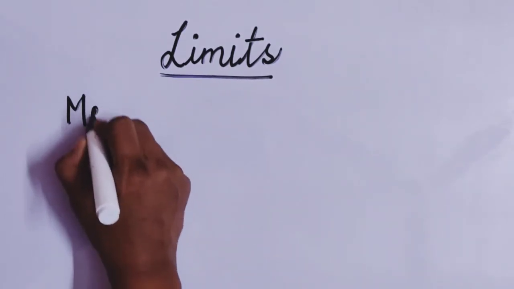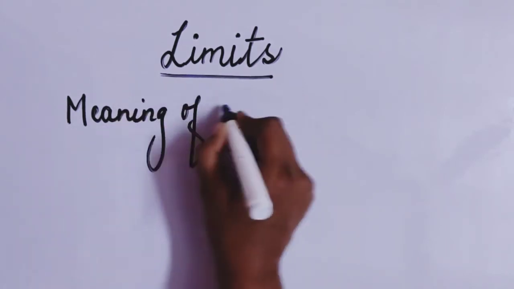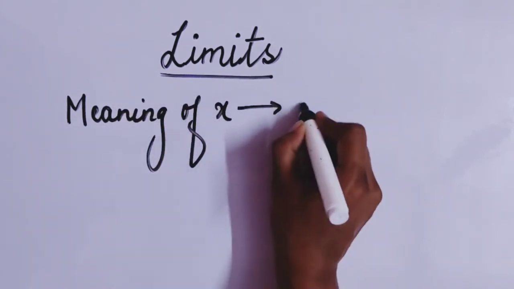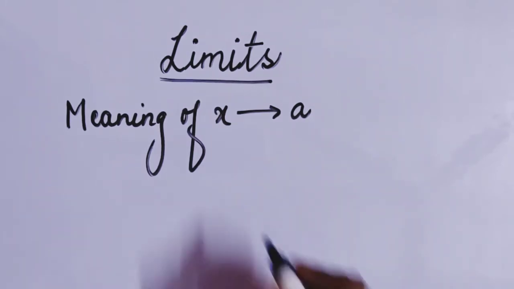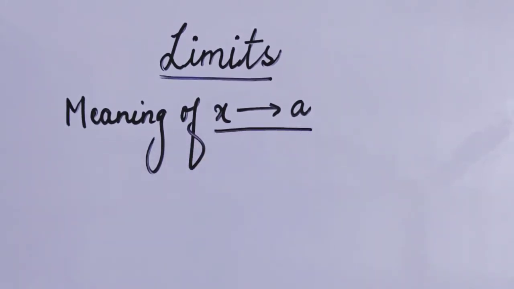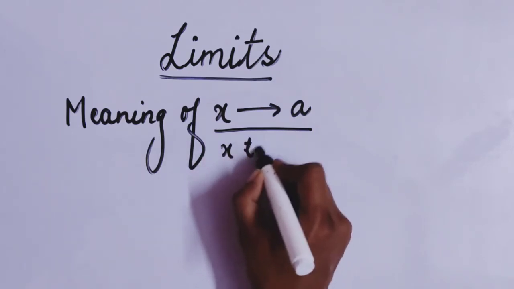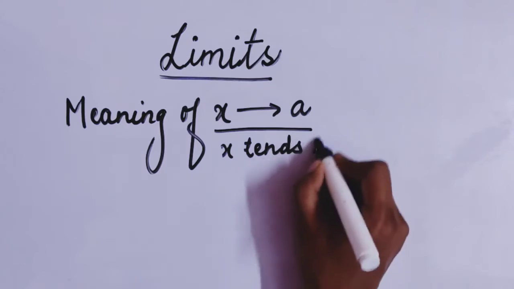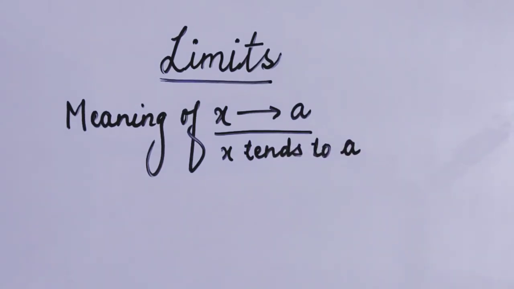Suppose there is a first concept. What is that concept? Meaning of x tends to a. You haven't heard about it earlier, right? This thing which I have written over here, how will you read it? This is read as x tends to a, or x approaches a.